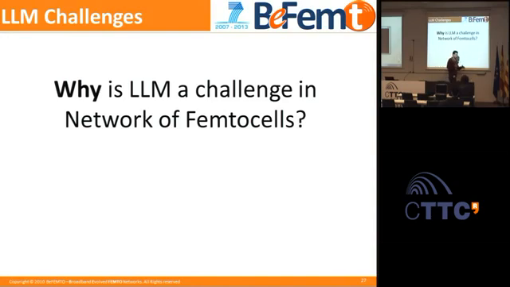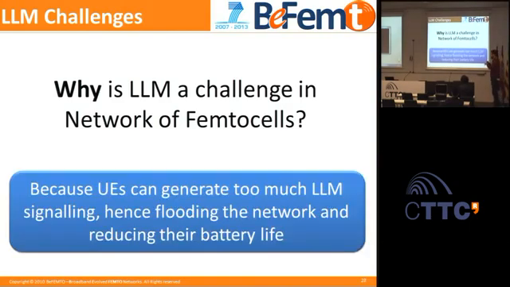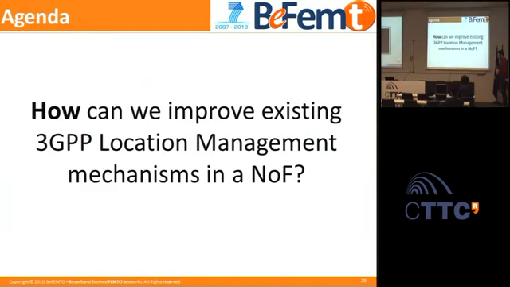Going back to the second question of the agenda, we said why local location management was a challenge in networks of femtocells. And now we know the answer. The answer is that when UEs move around, they can generate a lot of local location management traffic. They can drain their batteries as well. And this poses a problem to the network, which may be flooded by this location management signaling. And as I said, there are always the battery issues. So, 2 out of 3. Not bad. Let's go to the third one.